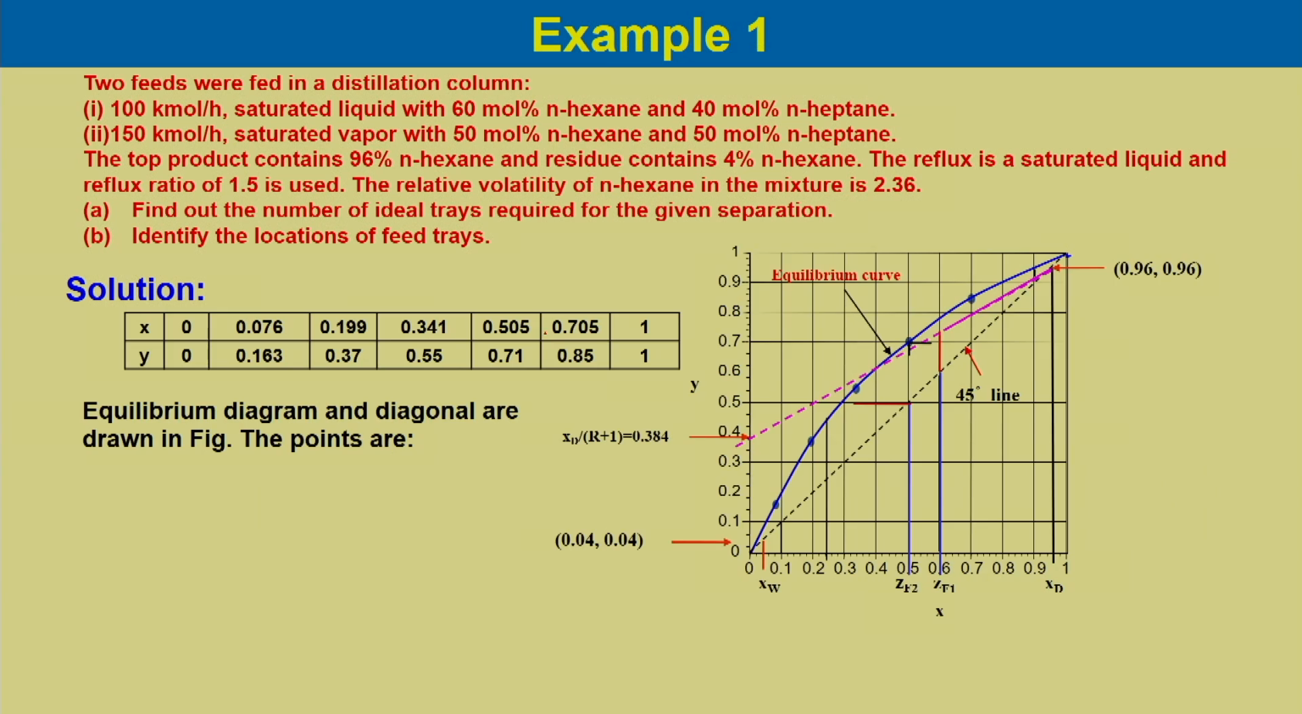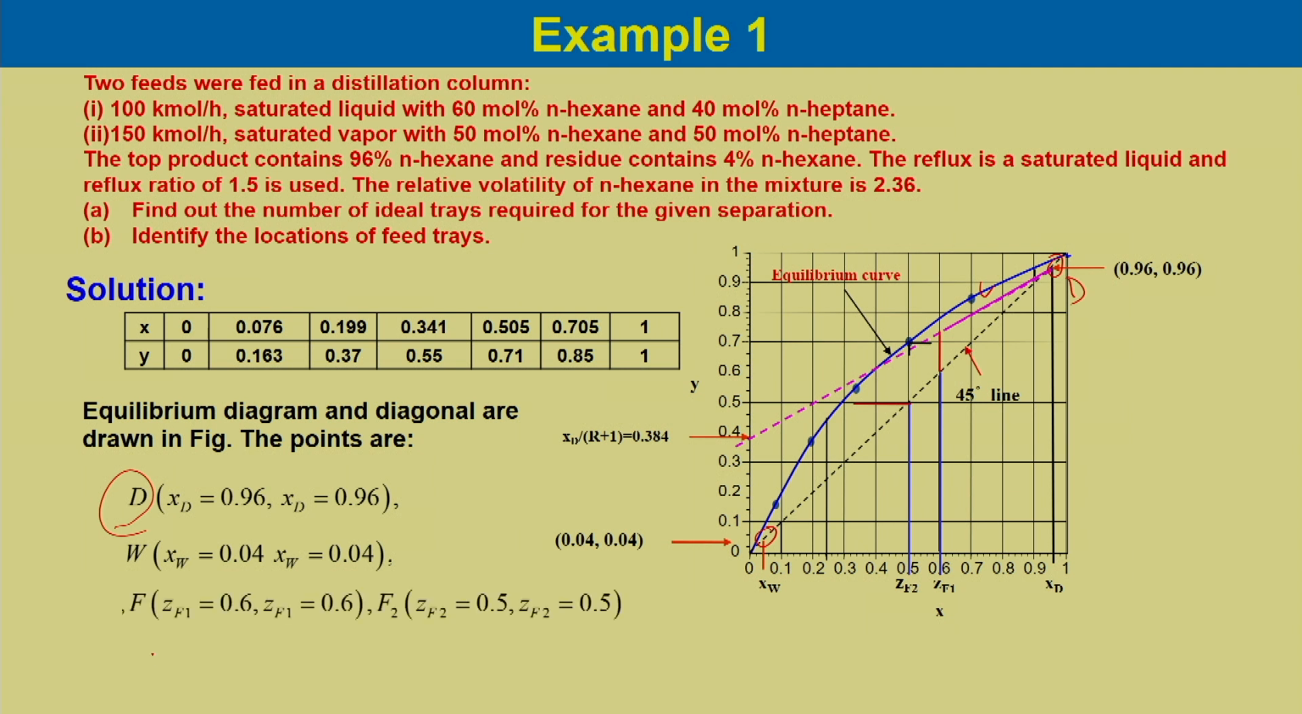Now, the equilibrium data is given by the relative volatility equation. So we can calculate the equilibrium data and plot the equilibrium diagram, which is shown here as the blue line. Now, XD is 0.96, and 0.96 on the diagonal is the D location, which is here, and this is W, that is 0.04. The feed condition for feed 1 is 0.6, which is here on the diagonal, and feed 2 is 50 mole percent, so it is here.